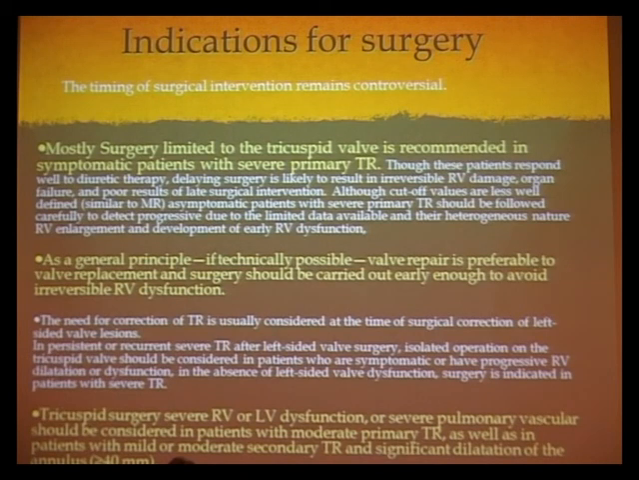Timing of the surgical intervention remains really controversial. Mostly surgery limited to the tricuspid valve is recommended in symptomatic patients with severe TR. This is important. We don't go for surgery usually if there is not a severe TR. As a general principle, if technically possible, of course we perform valve repair, and it must be done before having an irreversible right ventricular dysfunction.